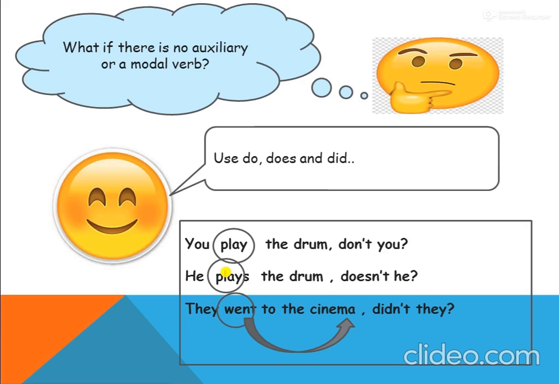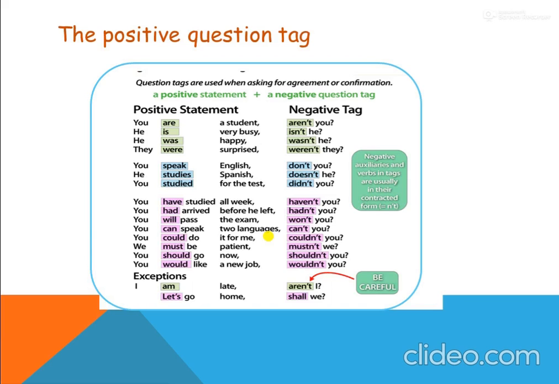Let us see the last example here. They went to the cinema, didn't they? Went here is a past verb, and we have to use the negative form of the auxiliary verb, didn't. Didn't they?